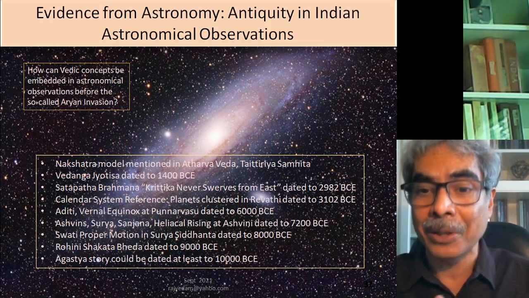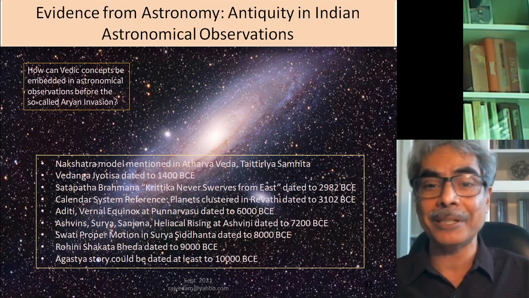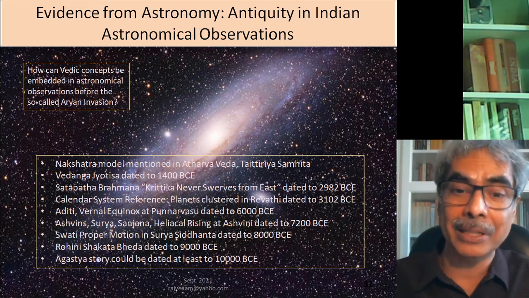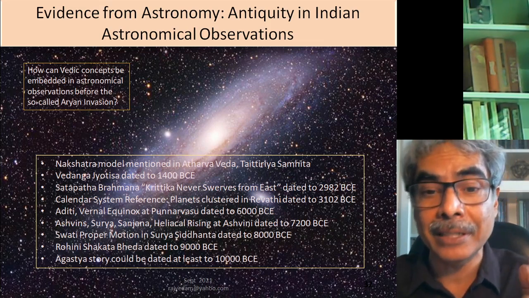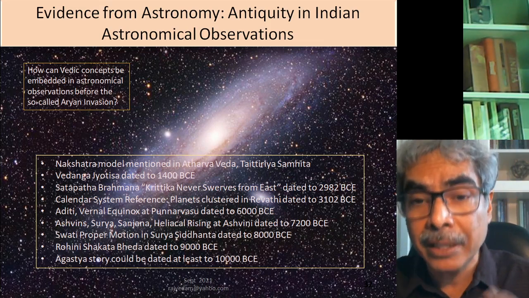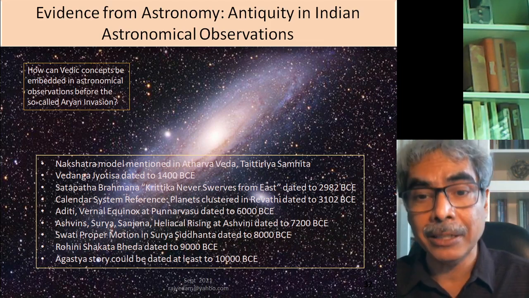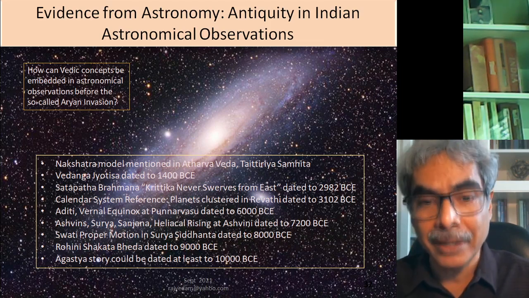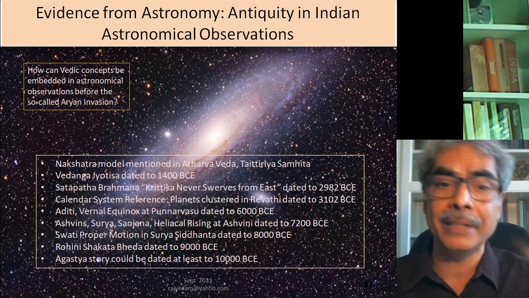Indian texts talk about ancient astronomical measurements. Once again, the arrogance comes into play and we ignore these things as nonsense. So we need to be rational, we need to be logical, we need to be honest, and we need to examine the evidence for what it is.